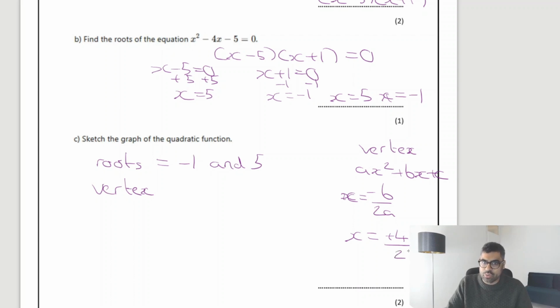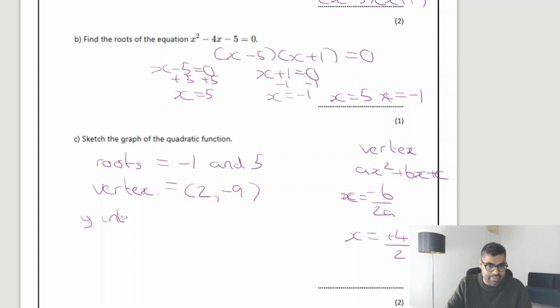If our x coordinate is 2 and we pop that back into our original equation, let's work out what our y coordinate is. I'm just going to do this by speaking it out rather than writing it down. So x is equal to 2. 2 squared is 4. Minus 4 times 2 is minus 8. So we have 4 minus 8, which gives us minus 4. And then we have minus 4 minus 5, which gives us minus 9. So that's our vertex. Now the only other thing we're going to need is the y-intercept.